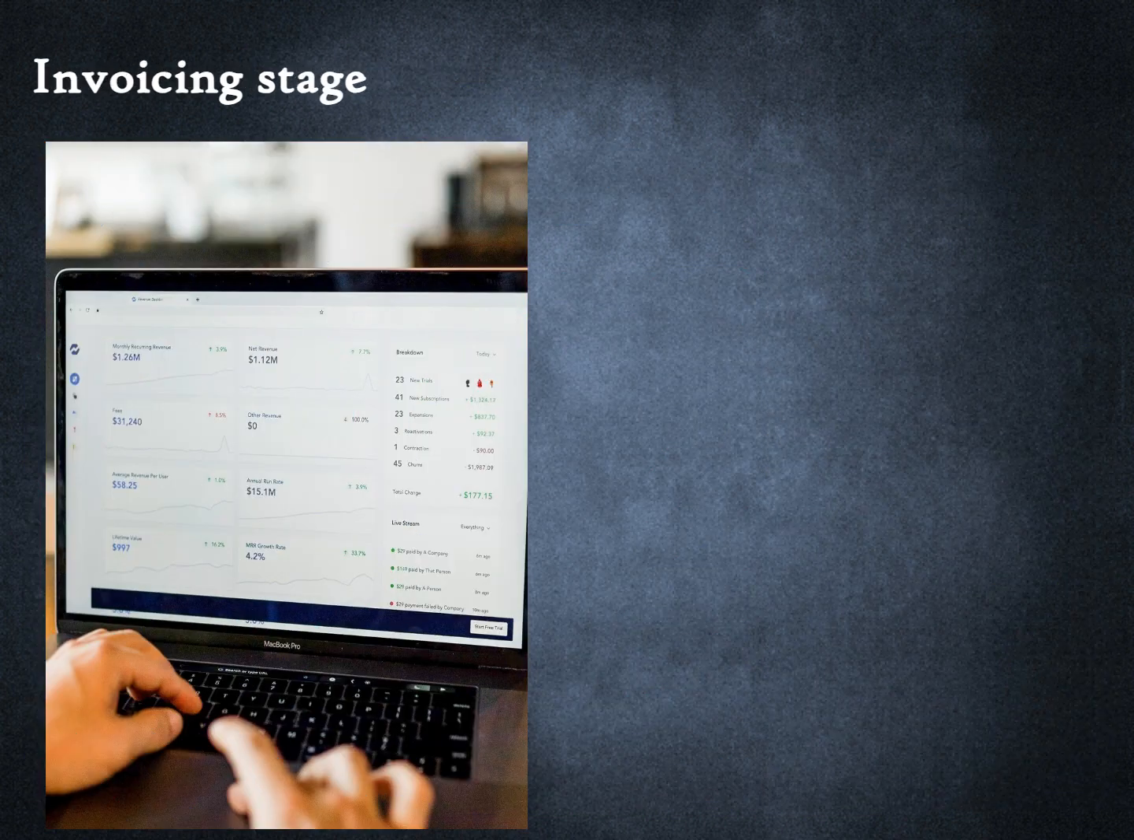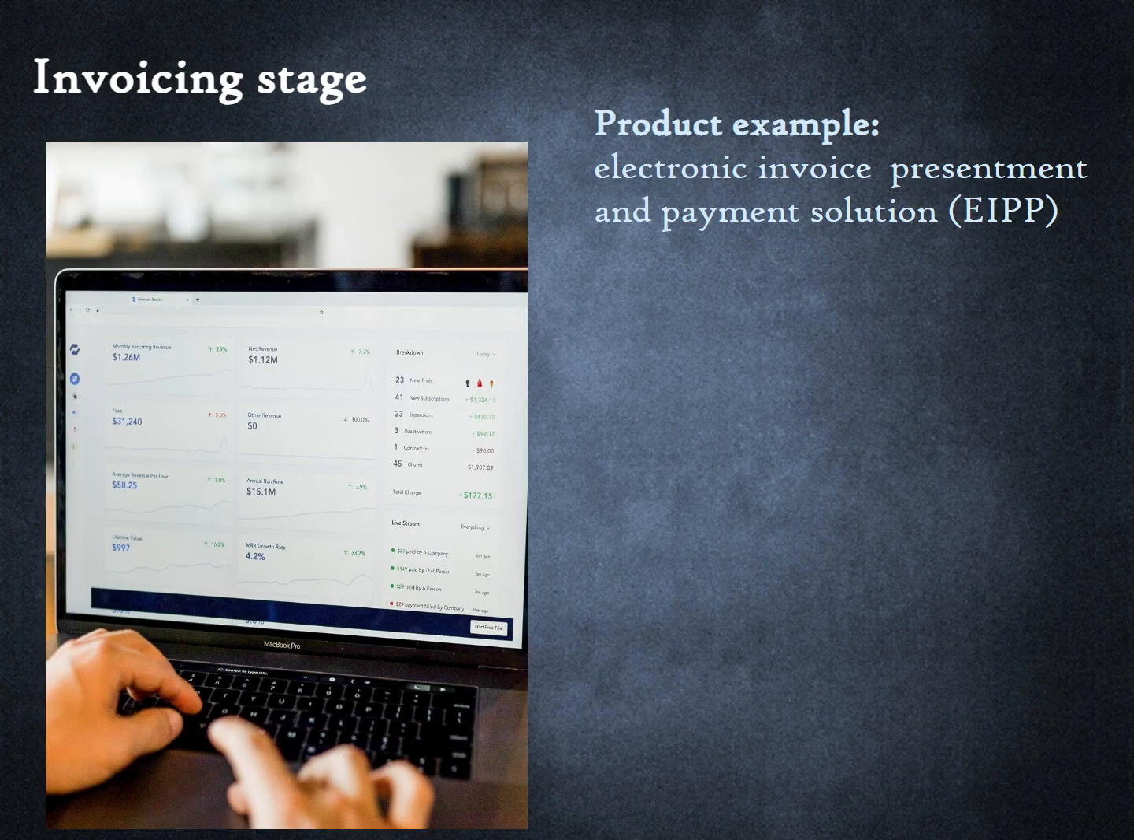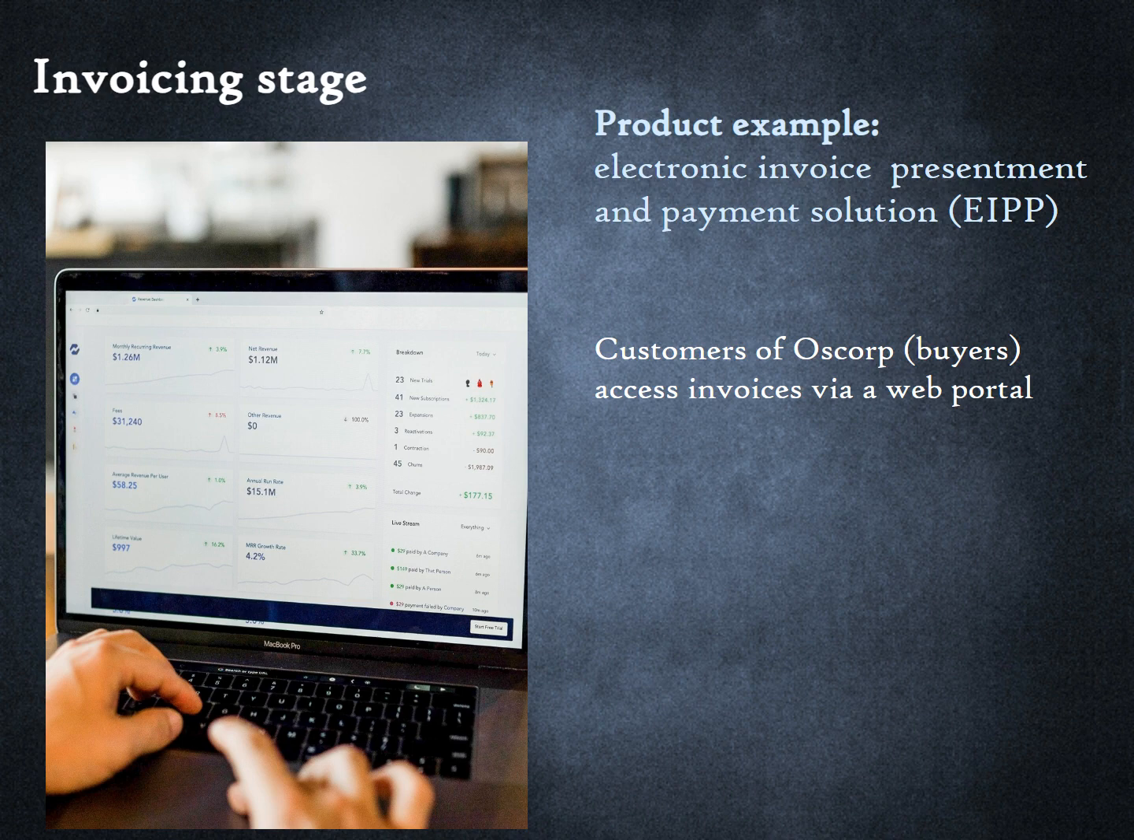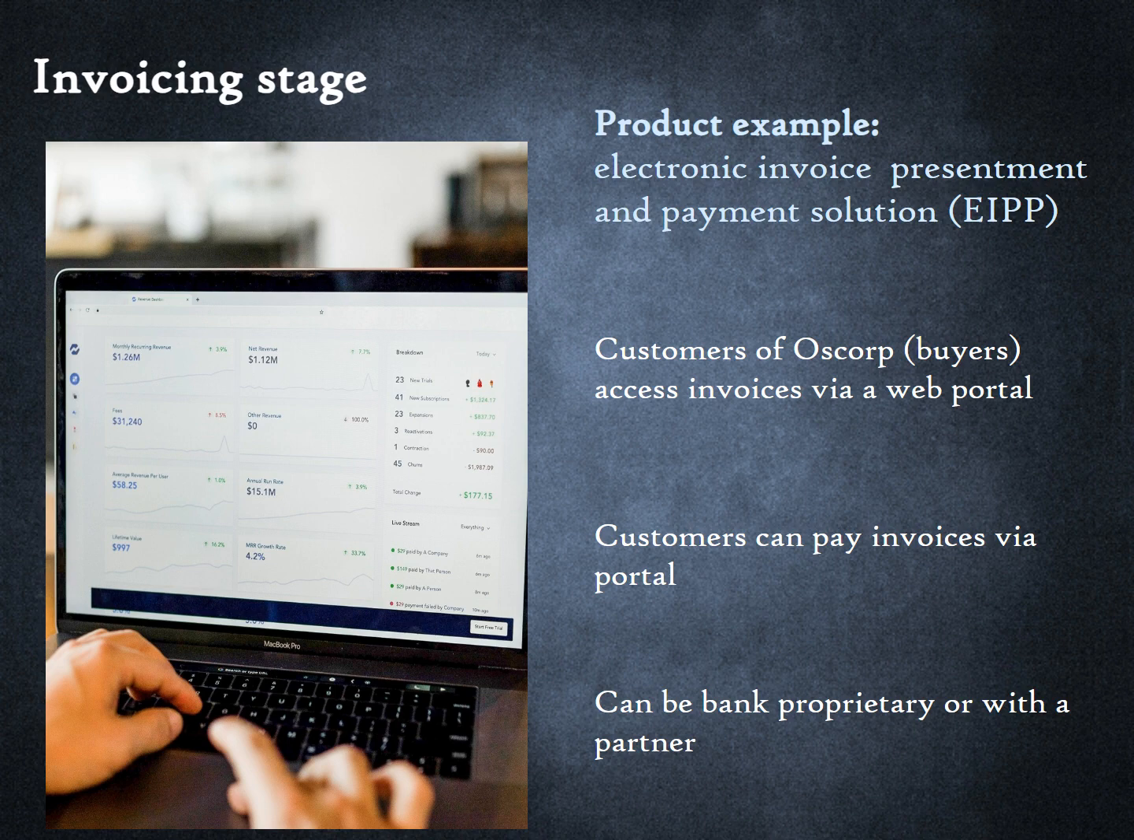An example of a receivables management product at the invoicing stage is an electronic invoice presentment and payment solution, abbreviated as EIPP. While this sounds like a mouthful, the solution simply allows our fictional company Oscorp to electronically invoice its customers. Oscorp's customers, the buyers, can access invoices on a website, and if they consent to pay, the bank debits their bank account. Banks may offer an EIPP solution through a third party or have its own proprietary system. Alternatively, Oscorp may not be interested in getting an EIPP solution from its bank.